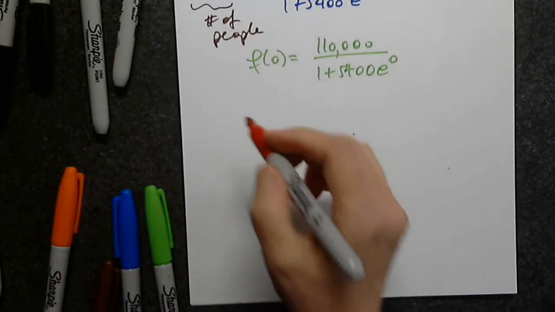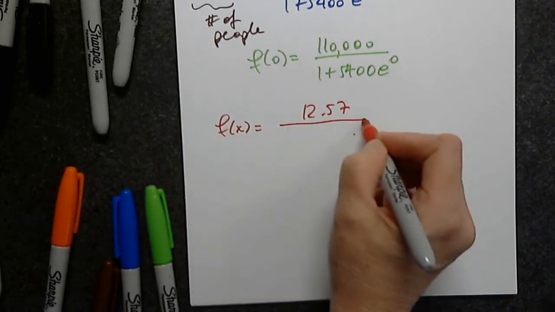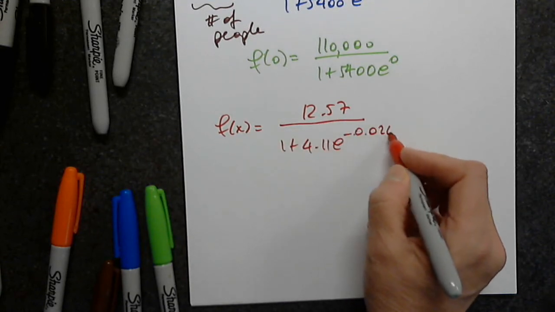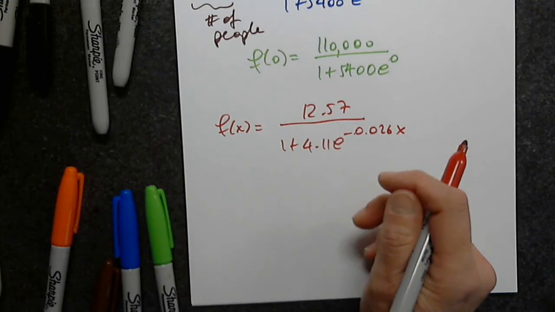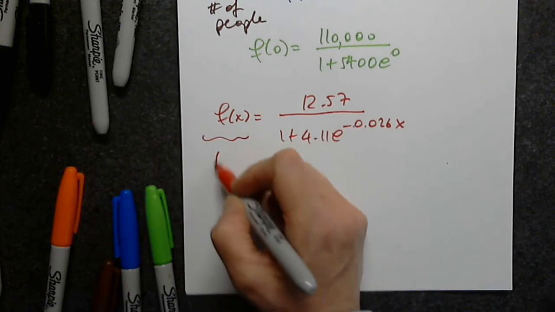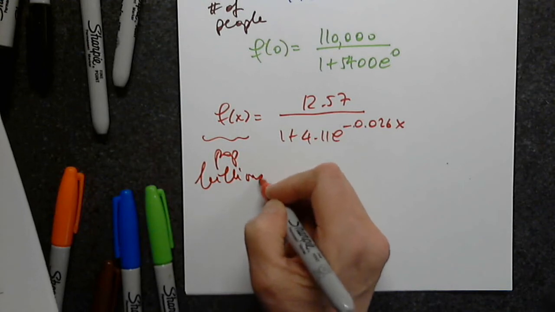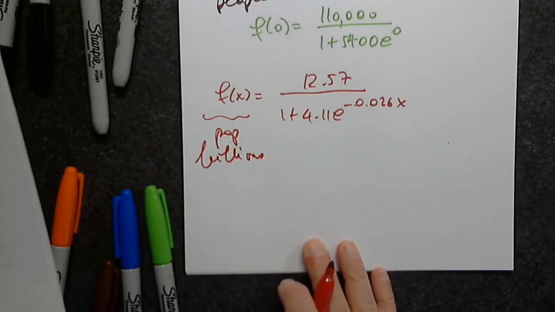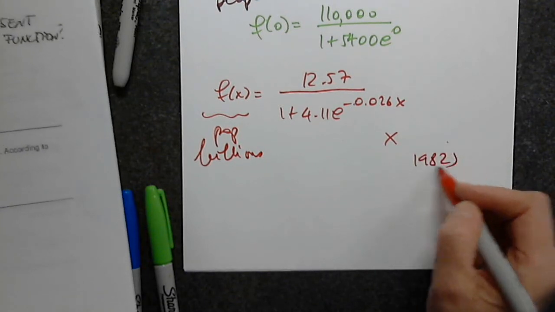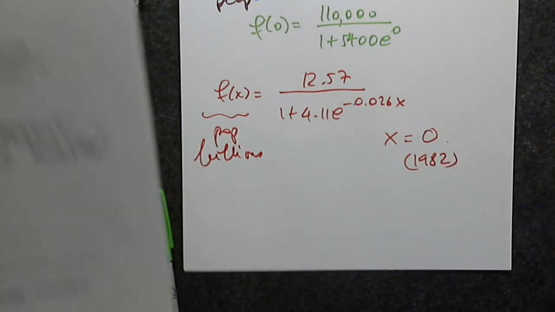Okay, let's take a look at f of x then. 12.57 over 1 plus 4.11 e to negative 0.026x. According to this model, we have the world population. So this is population in billions. And x is the number of years since 1982. So what does 1982 represent? The beginning. 0. Very good.